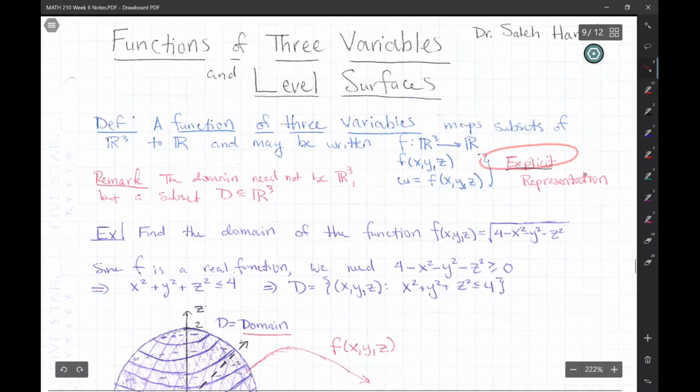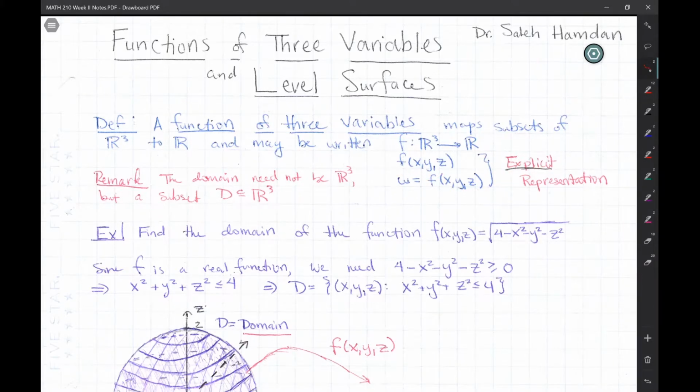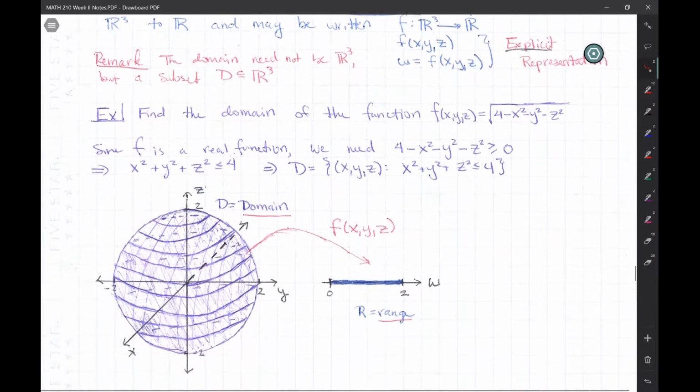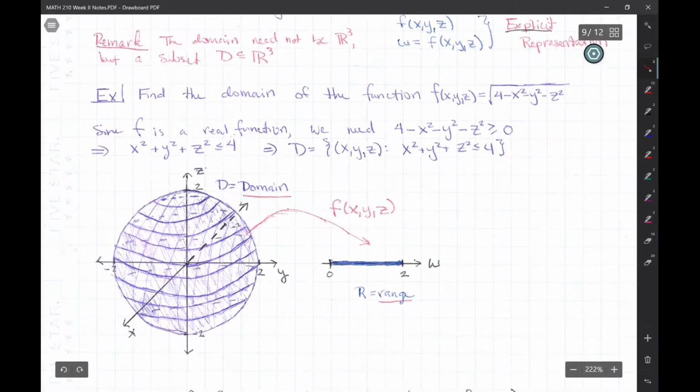We could also give this in terms of explicit representation, much the same way that we did with functions of two variables. So we feed the function three values, x, y, and z, and it returns a number. That number can be associated with the w axis, a fourth axis, okay? So let's take a concrete example of a function of three variables.